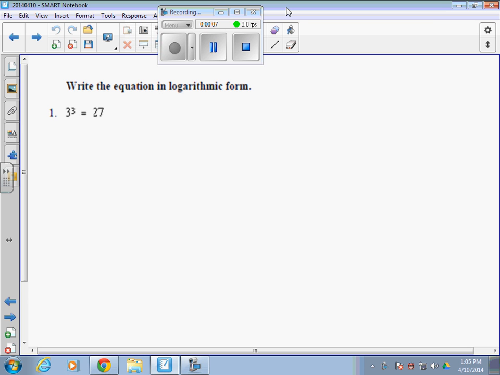We're writing these in logarithmic form. Remember, this is saying 3 to the third power is equal to 27. So you rewrite that as log base 3 of 27 is equal to 3. That's the logarithmic form.